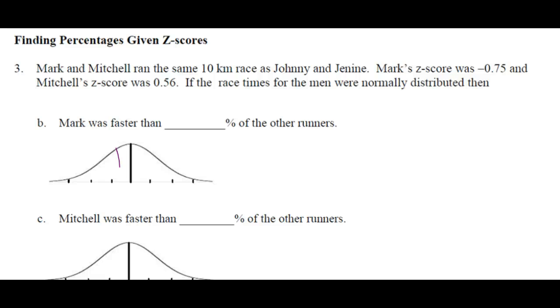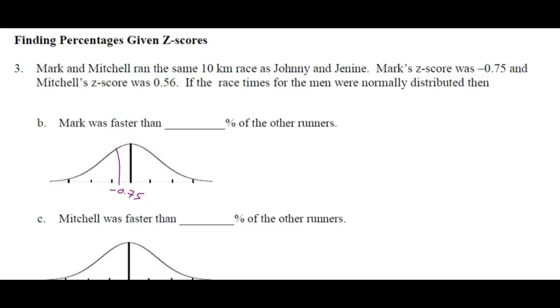Okay, so let's mark that on here. Now, are we looking for below Mark or above Mark? The race times ran, Mark was faster than, so were the people below him faster than him or slower than him? People below him were faster. So do we want below negative 0.75 or above? We want above, right? So this is a z-score of 0, right?